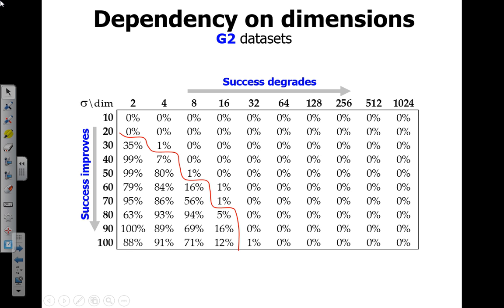The second data set is this G2, and again we repeat the same test, and now look how the success rate is affected by these two parameters. First the dimensions and then the overlap. Here the overlap increases when we move down, and here the dimensions increase. What we can see is that the success for K-means is at this bottom left corner of this two-parameter space. So the fewer dimensions and the more overlap, the better K-means does. But in the previous slide we saw that the dimension doesn't affect it, so now it seems that it still does.